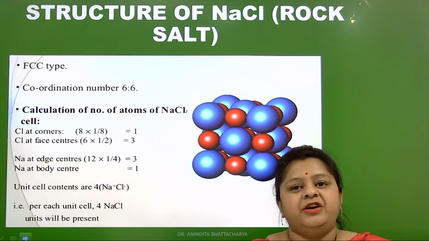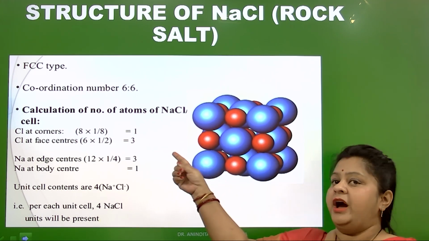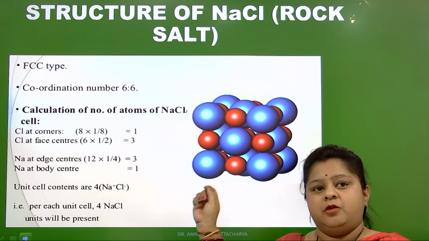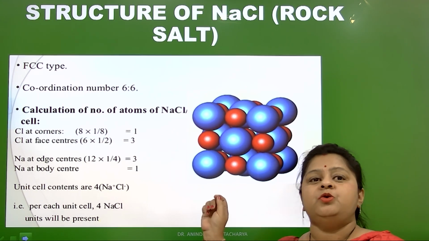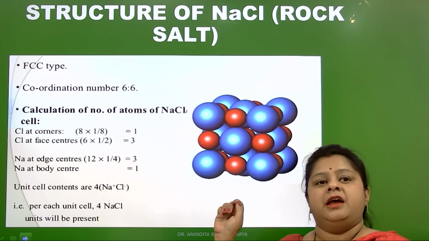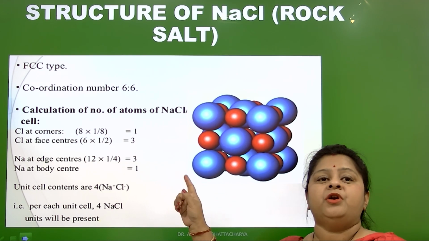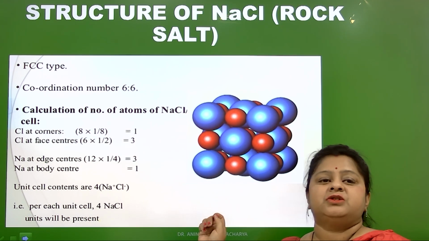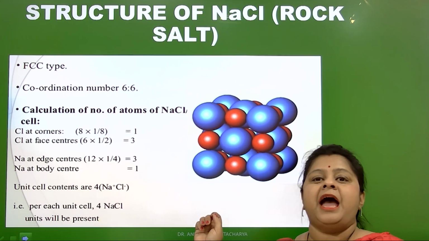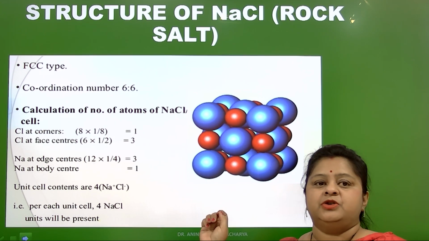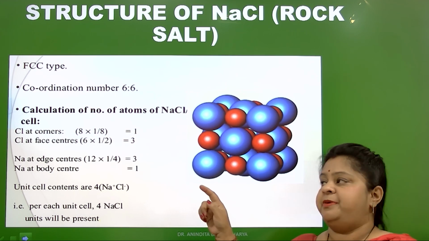So chlorine at corners is 8 into 1 by 8, which is equal to 1. Similarly, chlorine at face centers, we have 6 into 1 by 2, that is 3. Coming over to sodium at edge centers, there are 12 into 1 by 4, that is 3, and sodium at body center is 1, that is 4. So we have 4 sodium and 4 chlorine atoms. So per unit cell, we have 4 NaCl units present.